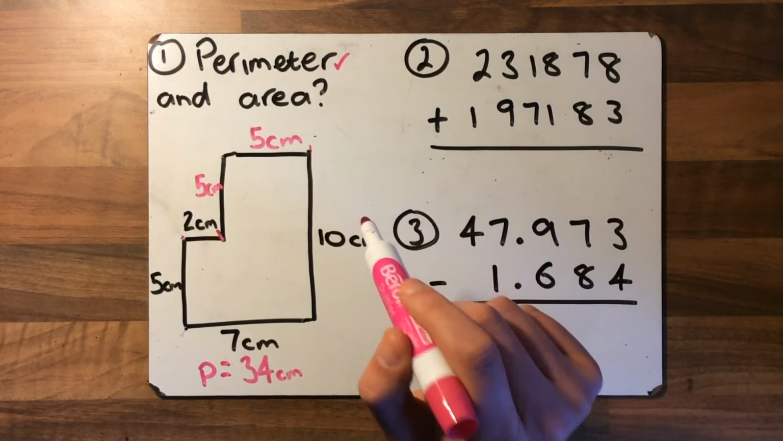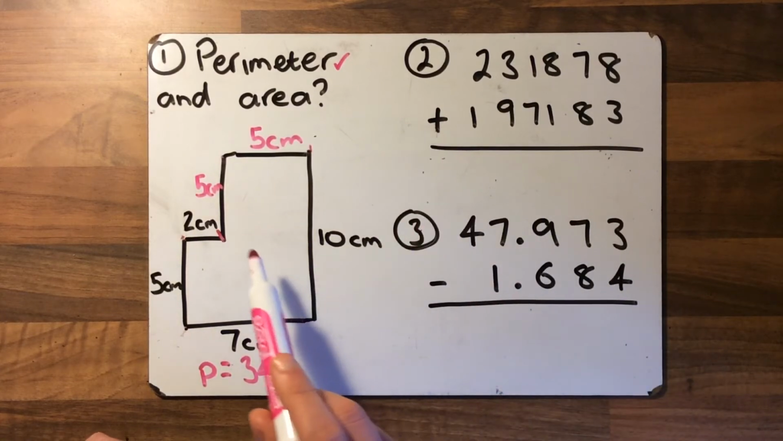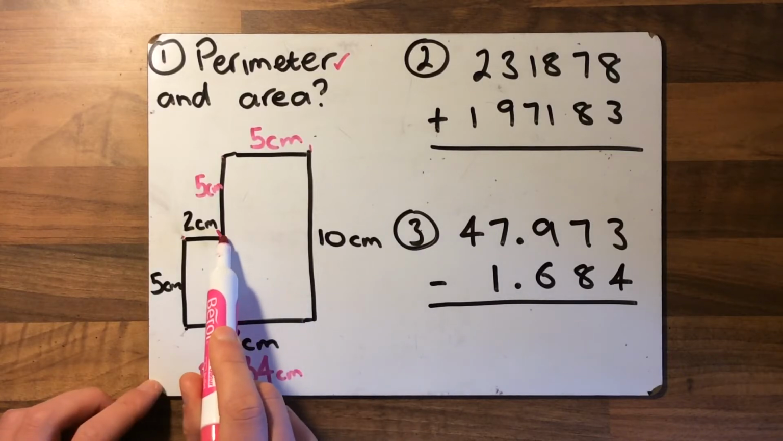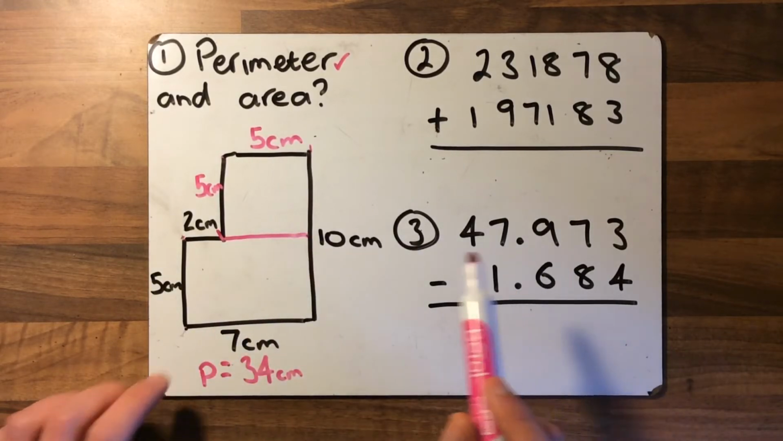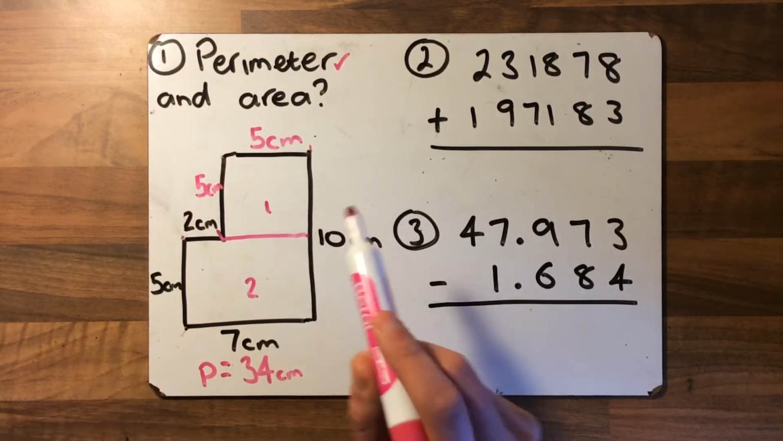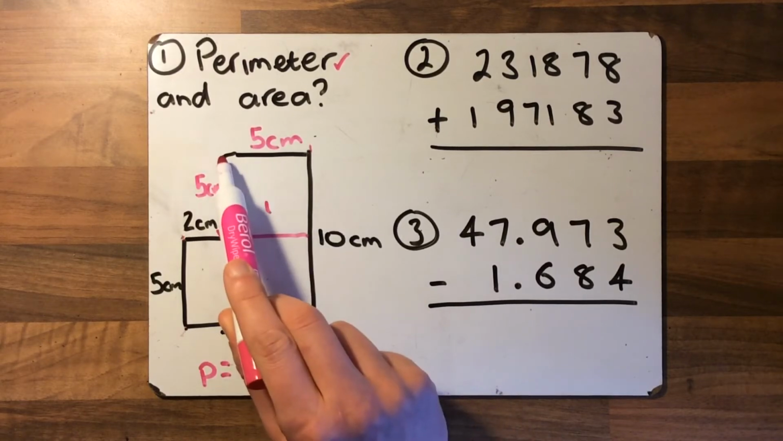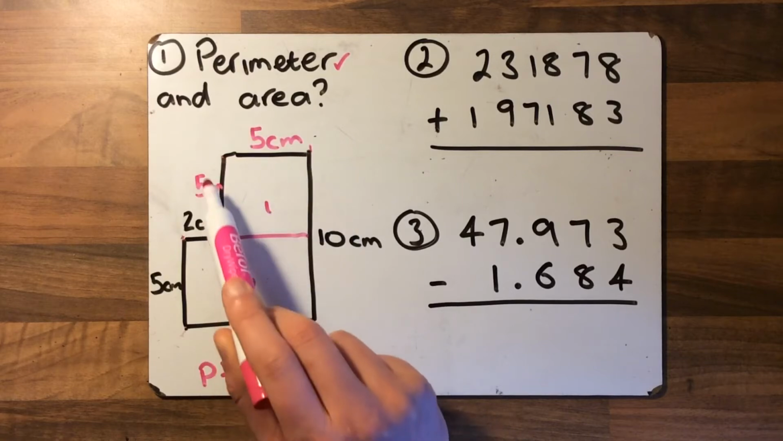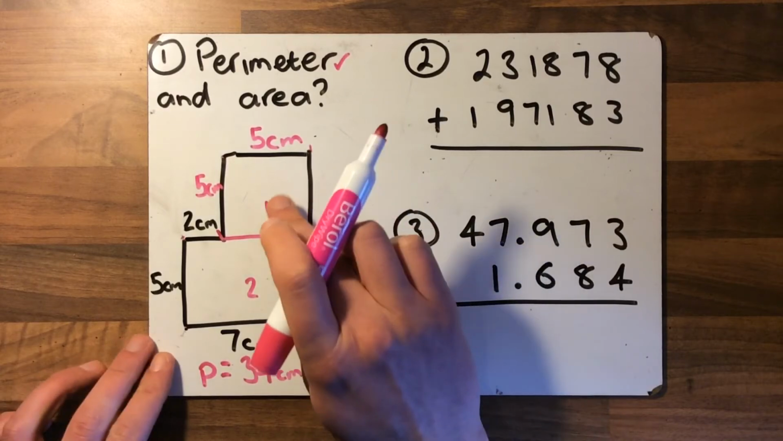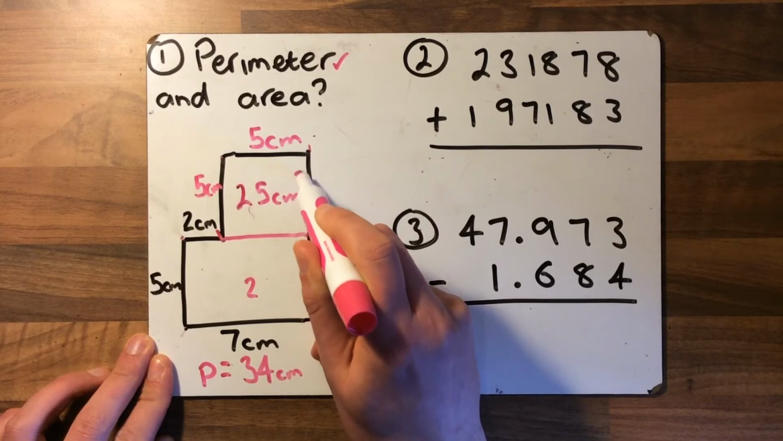Now we need to find the area. Remember, the area is the number of squares within the shape. So let's split this shape up into two shapes where we can find the area. So if I've done this and we've got shape 1 and shape 2, we'll find both of them and then we'll add them together to find the total. So if we look at this first one here where I've put the number 1, remember area is the width times the height. The height is 5 centimetres, the width is 5 centimetres. 5 times 5 is 25. So the area of this shape is 25 centimetres squared.